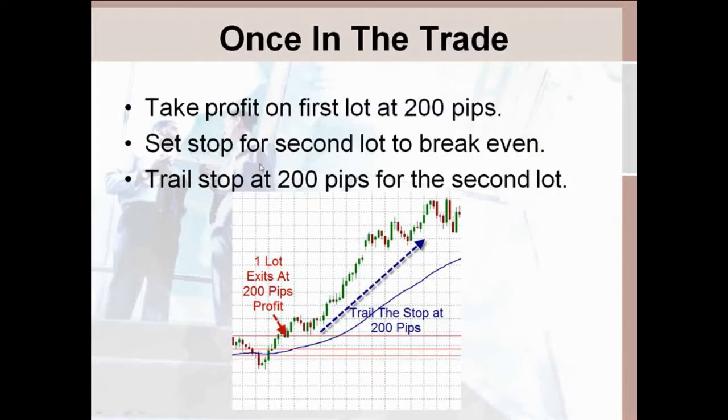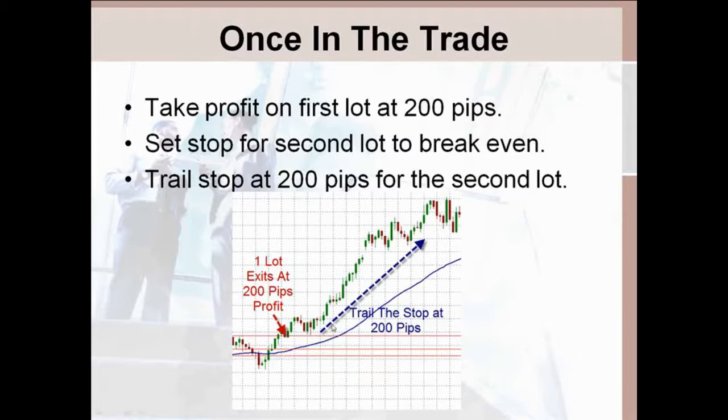And then once we're in the trade, we take our first lot out at 200 pips, so the trade moves in our favor. We set a take profit level of 200 pips on the first lot. And at that point, when the exit point is hit for the first lot, we move our stop loss to the break-even point. So we would move our stop loss up for the second lot and set it to break even. And then we're going to trail our stop at 200 pips.